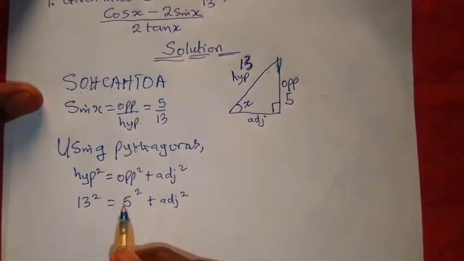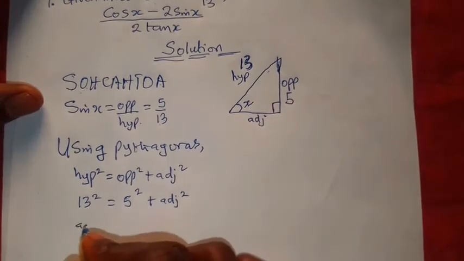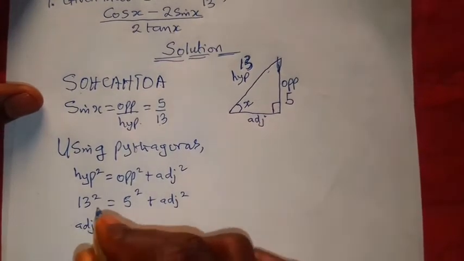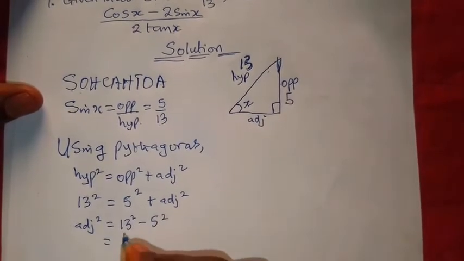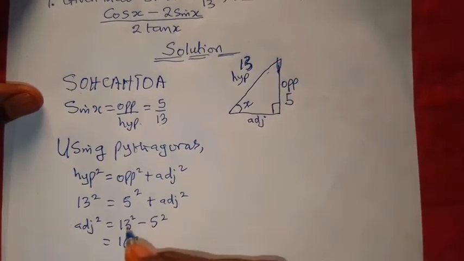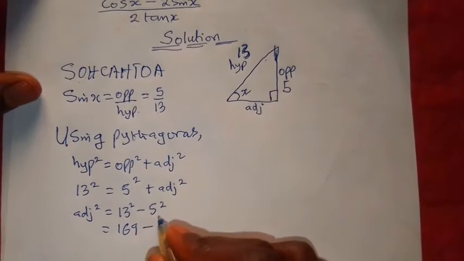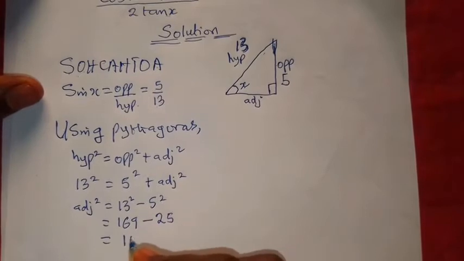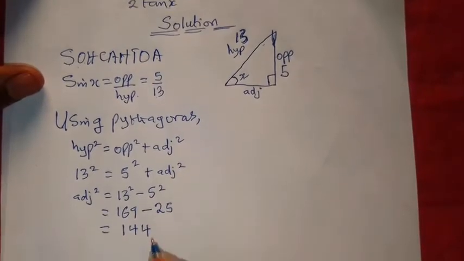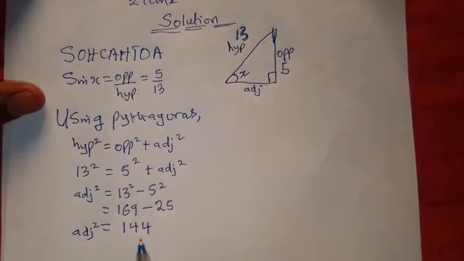Alright, so what we simply do now is to move this plus 5 to this side here, so that adjacent squared will stand on its own. So we have adjacent squared equals 13 squared minus 5 squared. Now 13 squared means 13 times 13, which is 169. Then 5 squared means 25. And if we subtract this, we are going to have 144. Now since we're having 144, it means that the adjacent squared will become 144.